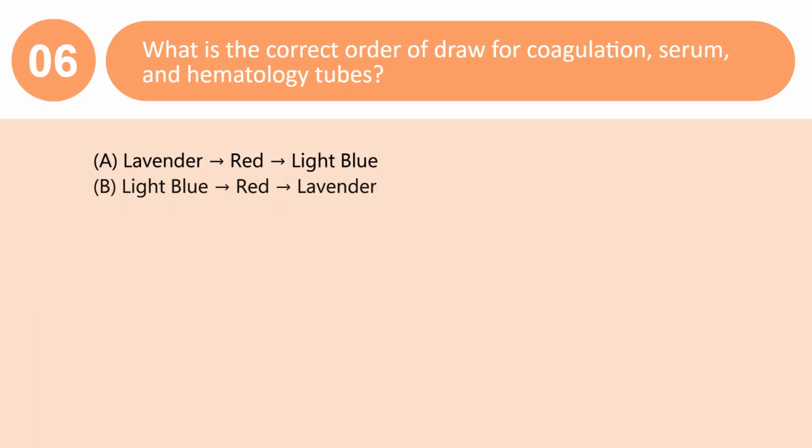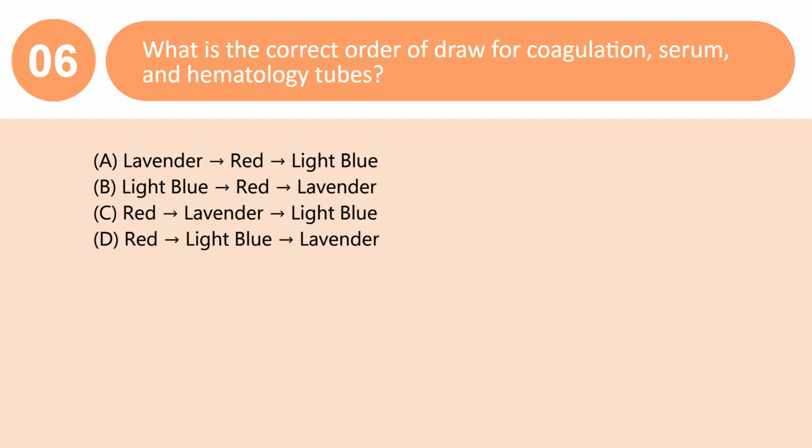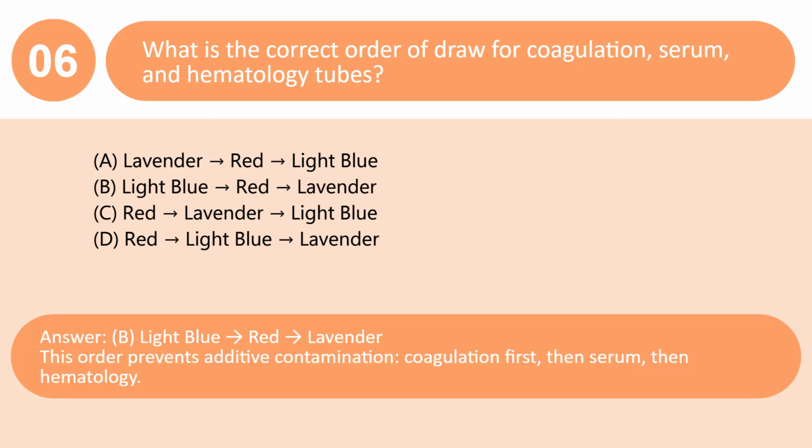What is the correct order of draw for coagulation, serum, and hematology tubes? A. Lavender, red, light blue. B. Light blue, red, lavender. C. Red, lavender, light blue. D. Red, light blue, lavender. Answer: B. Light blue, red, lavender. This order prevents additive contamination: coagulation first, then serum, then hematology.